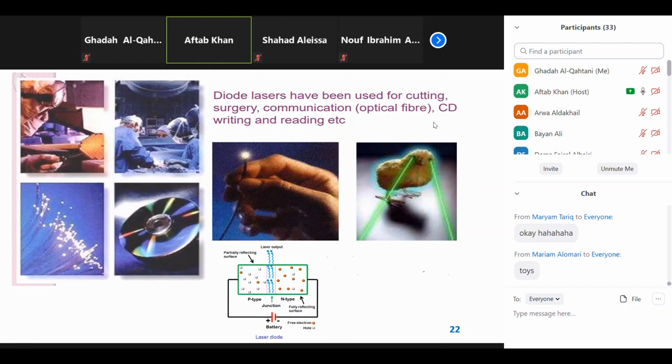So maybe chicken with laser, I don't know. Miss Mavish put this one, I don't know the reason. She is the coordinator. Yeah. So maybe it's a chicken laser.